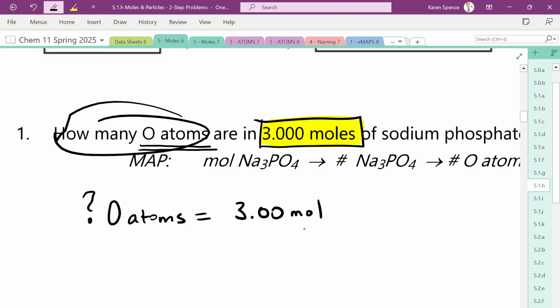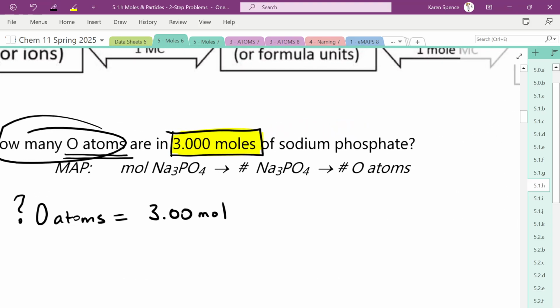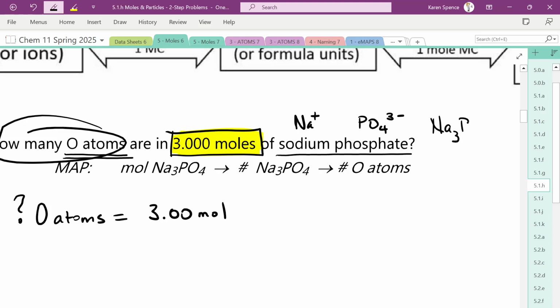And we never just write moles. We're always going to write moles of something. Okay? What do we have moles of? Sodium phosphate. And let's remind ourselves, sodium is +1. Phosphate is PO4 3-, so the formula for that is Na3PO4. So we have 3.0 moles of Na3PO4.